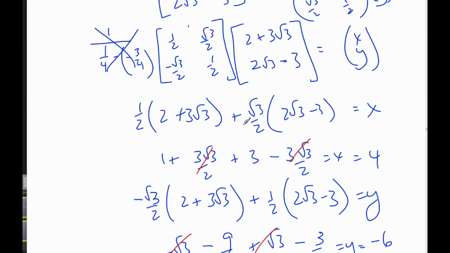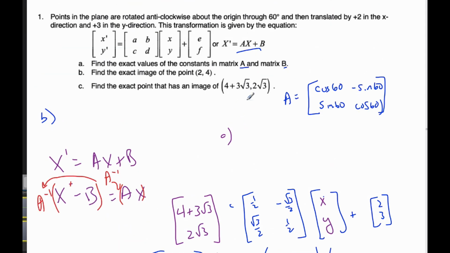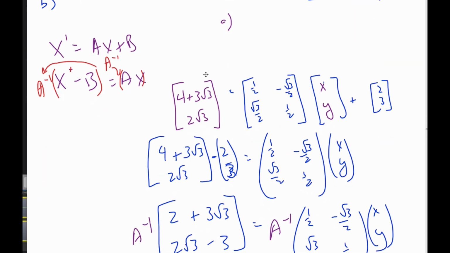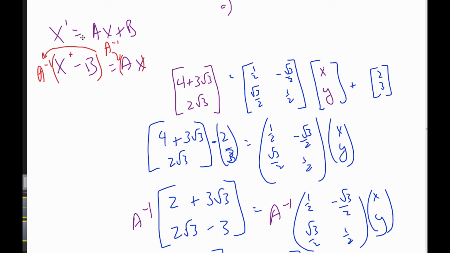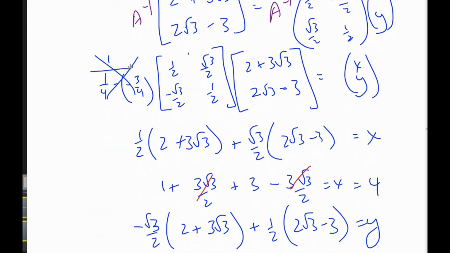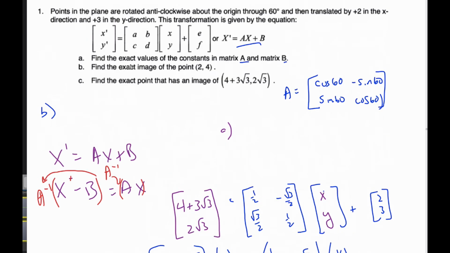So we use our matrices. We use our rotation matrix, our translation, and then we work our matrix algebra backwards to solve for our image point.